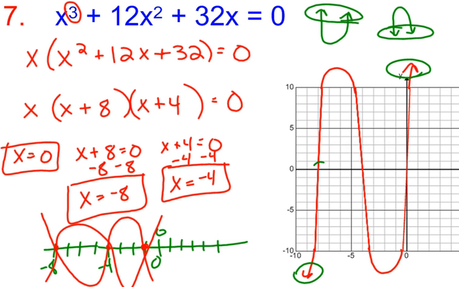And, where am I crossing? There's my 0, -4, -8. So I sketched it pretty decent. I mean, I was off with how high it should go and stuff, but that's kind of what it looks like. And there's our cubic function.